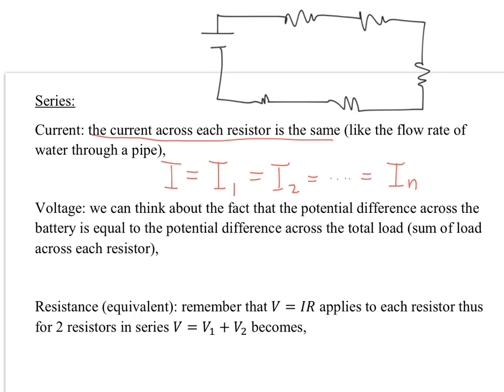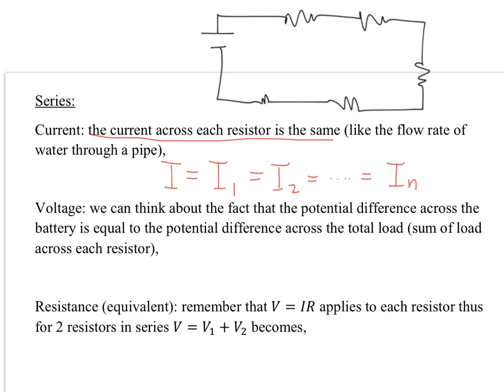If you have 10 resistors, you sum together. When you say I1 equals I2 equals I3 equals I4, all the way up to I10. Okay? The first I in the beginning is the current of the entire circuit. So the current of the whole circuit equals the current through each resistor. Does that make sense so far?